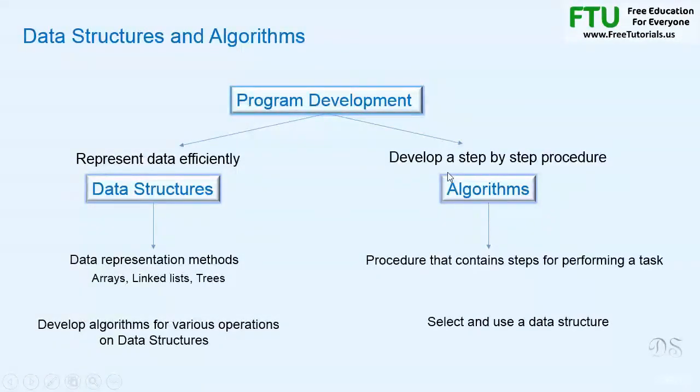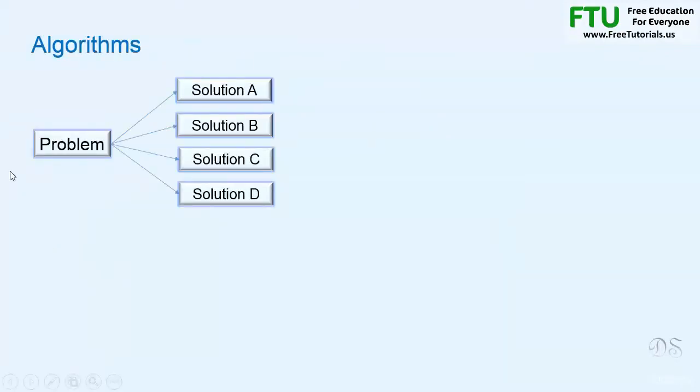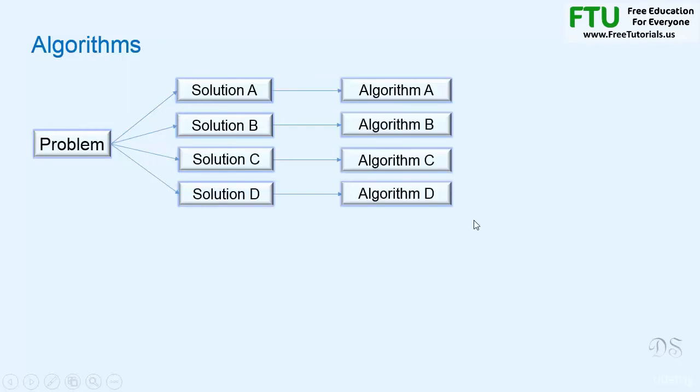Now we'll learn more about algorithms. Given a problem, there can be many ways to solve it. And these solutions are in the form of different algorithms. So there can be many algorithms to solve a particular problem. For example, there are many different ways in which data can be sorted. So we have various sorting algorithms.